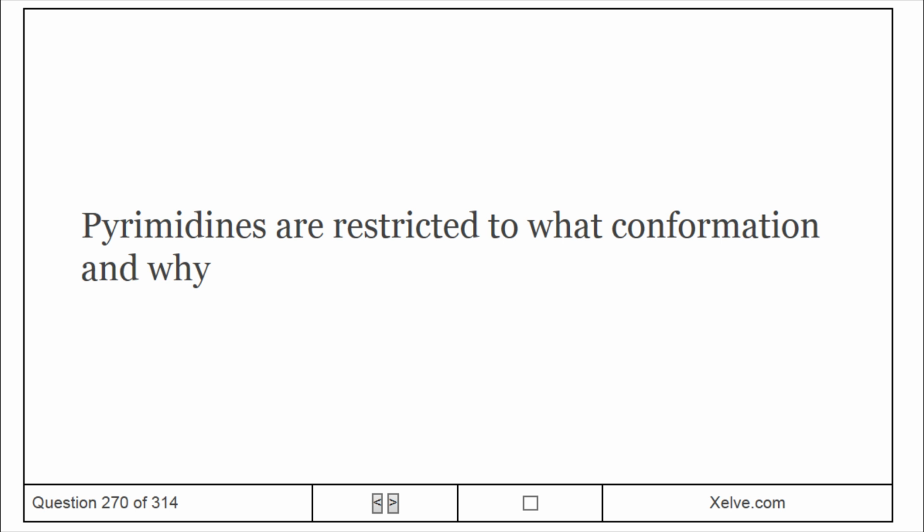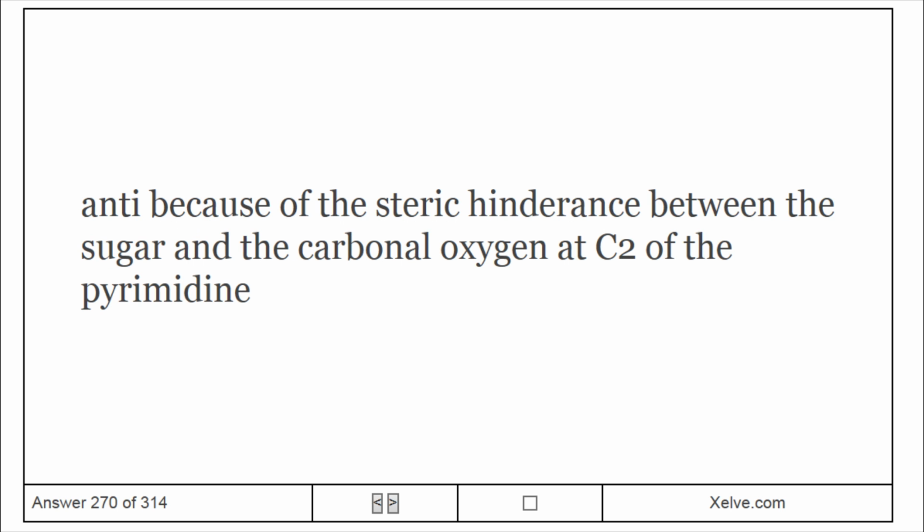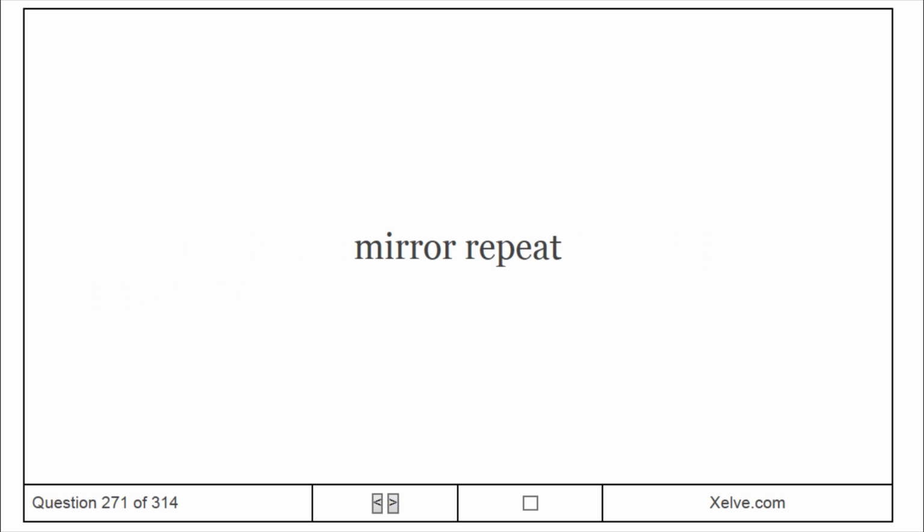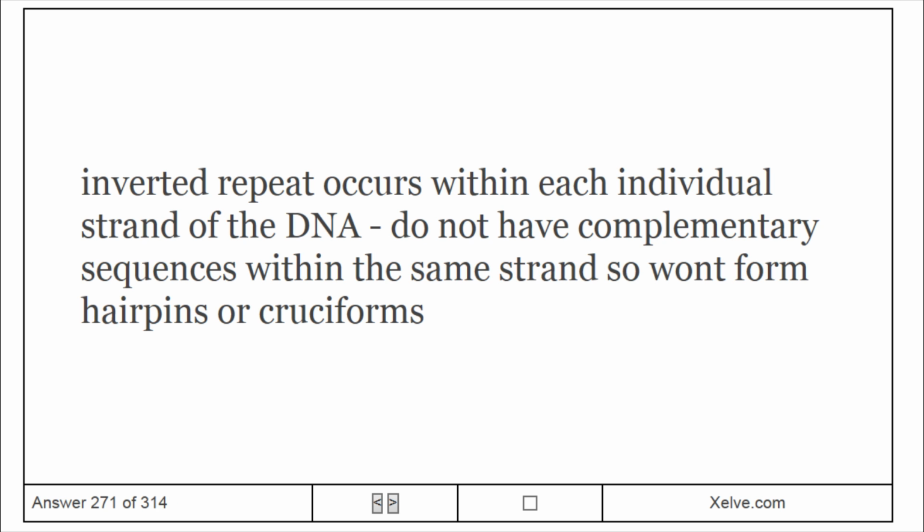Pyrimidines are restricted to what conformation and why? Anti, because of the steric hindrance between the sugar and the carbonyl oxygen at C2 of the pyrimidine. Mirror repeat: inverted repeat occurs within each individual strand of the DNA, they do not have complementary sequences within the same strand, so they won't form hairpins or cruciforms.